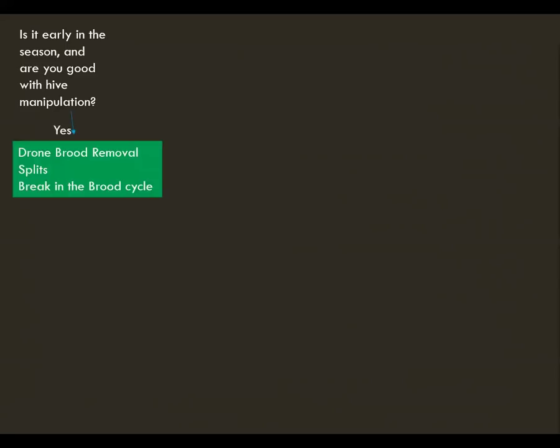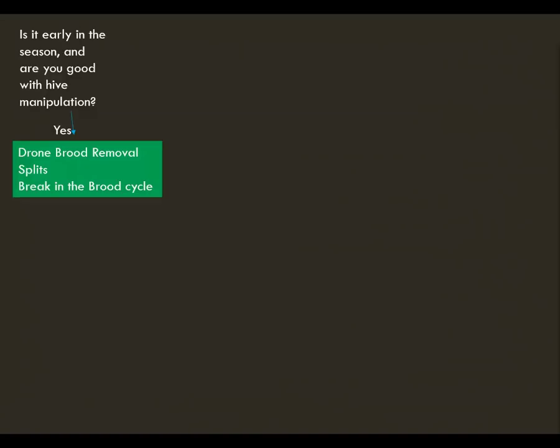All right, so starting with some things that can help us make our decision. If it's early in the season and you're really good with hive manipulations and you understand bee biology, you've got a couple options that allow you to keep the mites low. So we can do drone brood removal, we can do splits, and we can do breaks in the brood cycle. And like I said, there are people who do just this, and they're able to keep the mites under control.